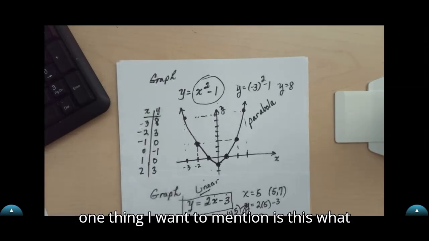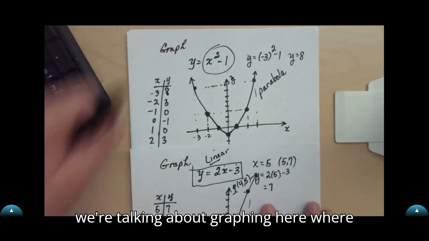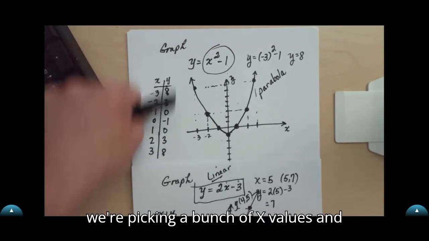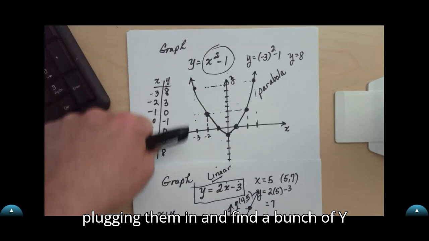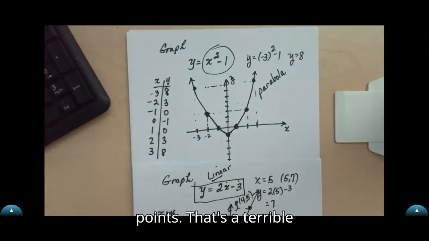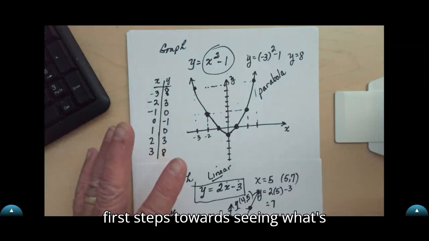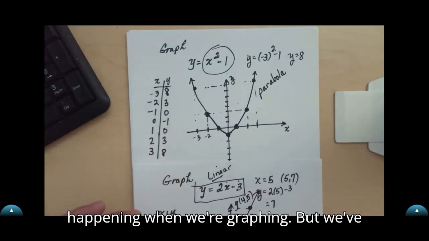But one thing I wanted to mention is what we're talking about graphing here, where we're just using this little T-chart and picking a bunch of X values, plugging them in, finding a bunch of Y values, and plotting those points. That's a terrible way to graph, okay? This is kind of our first steps towards seeing what's happening when we're graphing.